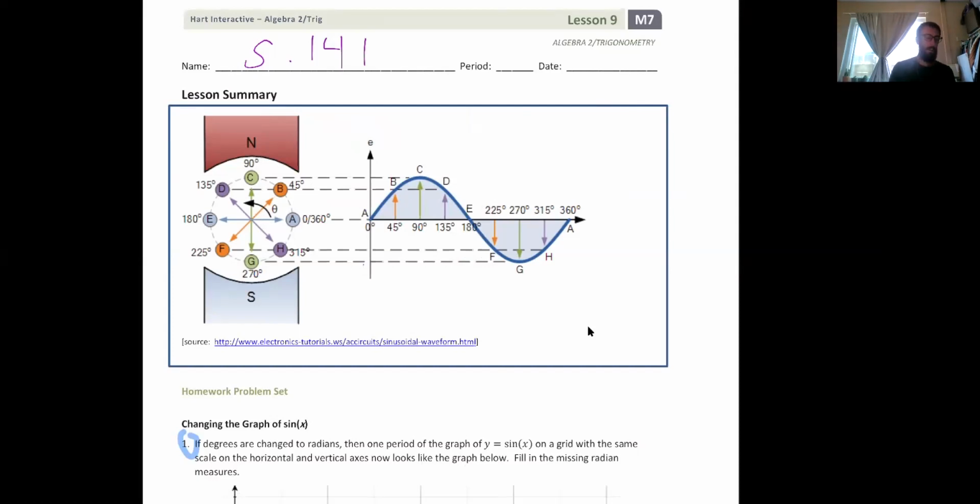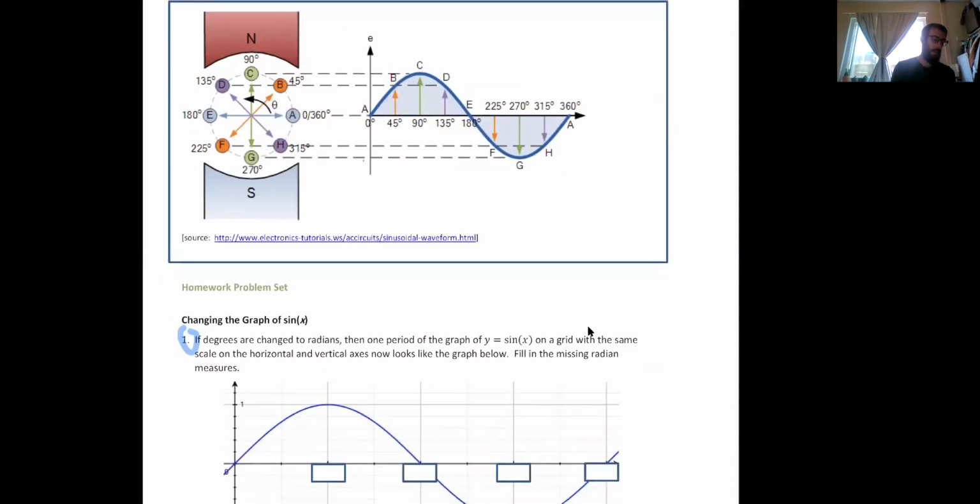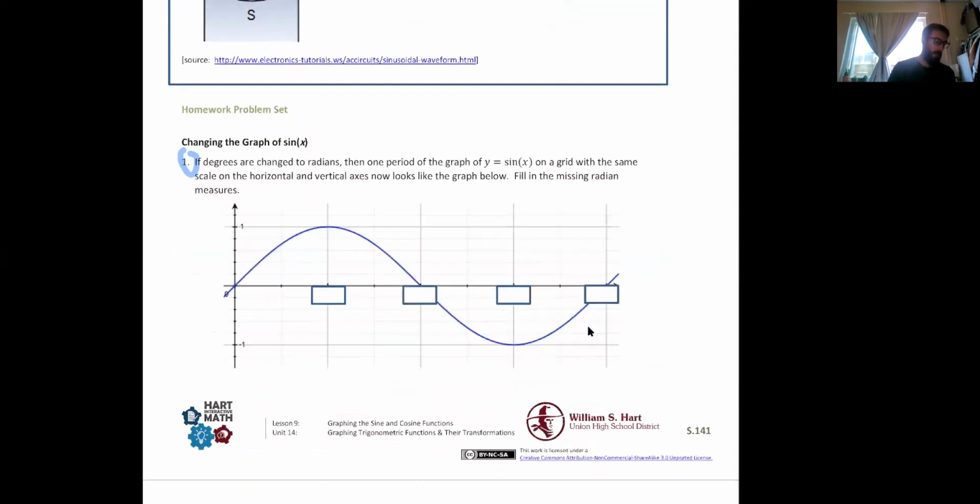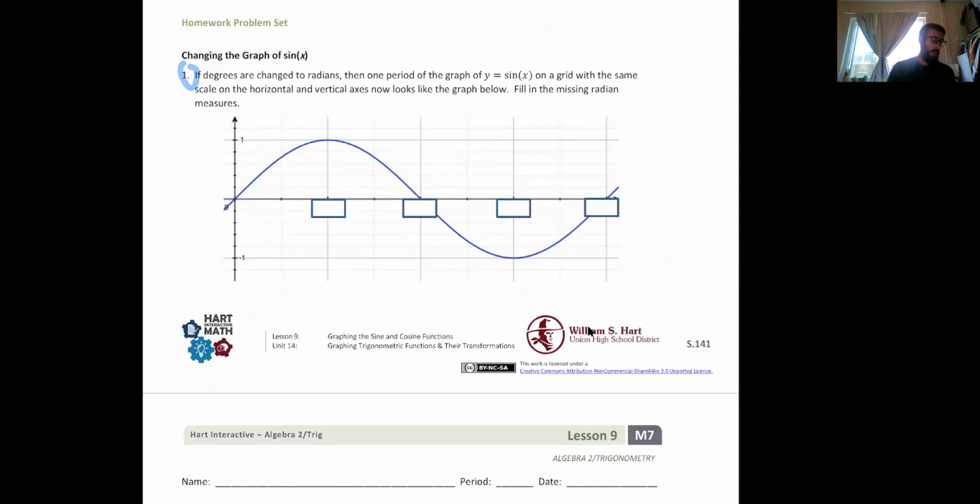All right, lesson 9. Again, you don't have the text in front of you because you don't have it in your hand, but hopefully y'all can find it on the Google Classroom. We know it's posted. This is on page 141. It's our lesson summary, seeing that we can take a circle and unhinge it and turn it into a wave-like motion on the coordinate plane, y and x-axis. So here we go. Number 1, changing the graph of sine of x. If degrees are changed to radians, then 1 period, and by the way, a period, what it says right here in the directions, is basically a full rotation from start to finish. This is a period of that graph. Synonymously, flashback to the Ferris wheel example, 1 period of a Ferris wheel is 1 full rotation, 1 trip around it. So 1 period of the graph y equals sine of x is shown here.